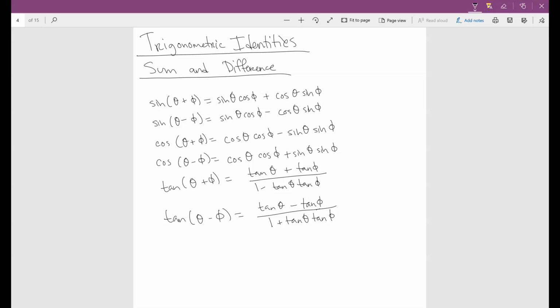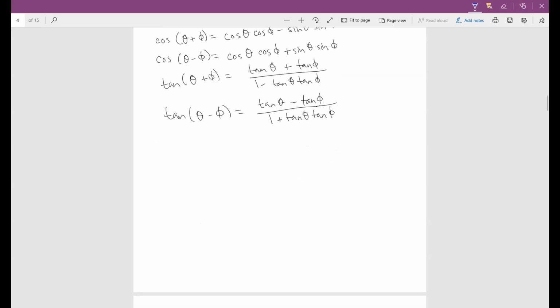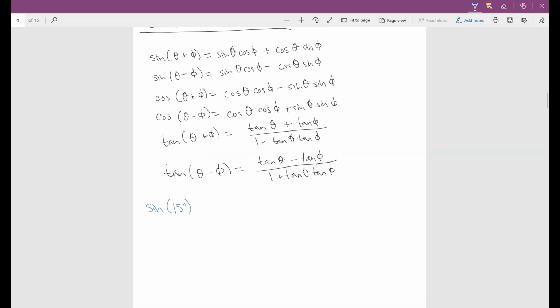So the first thing that I want to do is show you an application of where exactly this is working. So why do we really care about the sum and difference formulas? There are certain values that are not in the unit circle. For example, sine of 15 degrees is not in the unit circle. So one of the things that we can do is use the sum and difference formulas to try to figure out what that is.